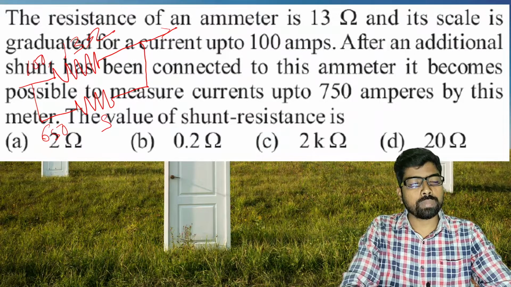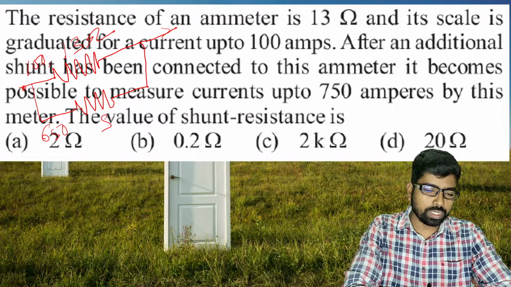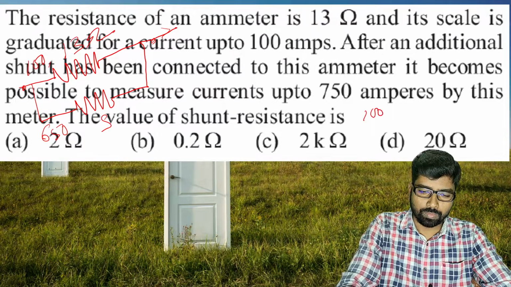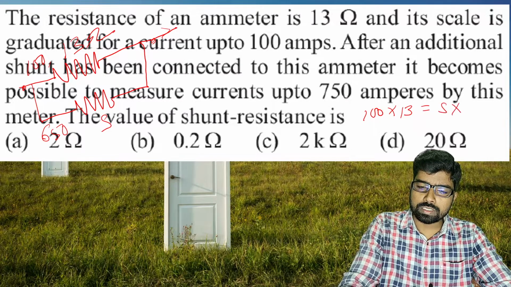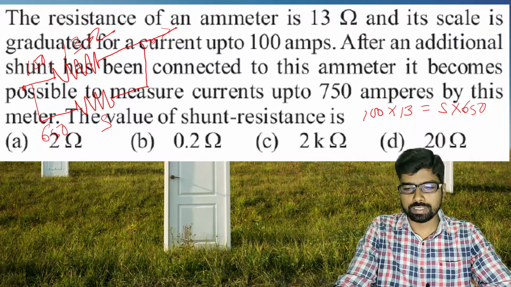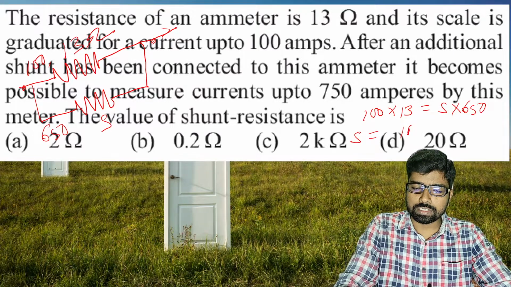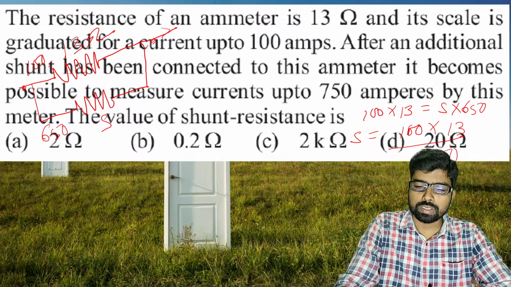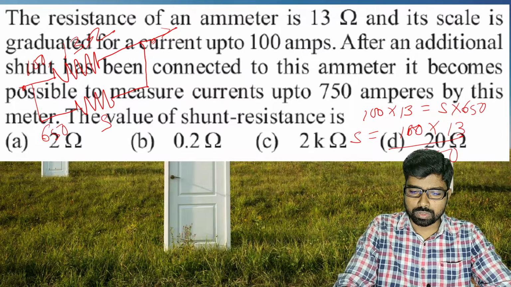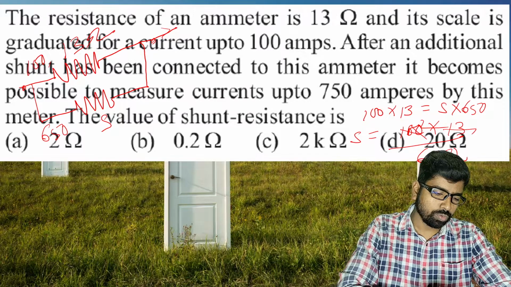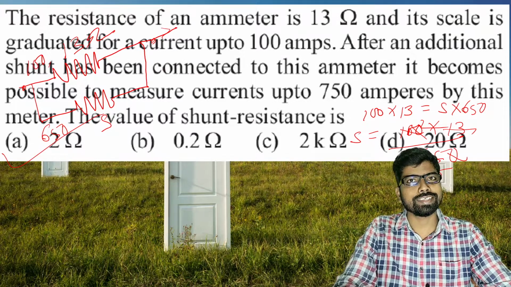So both are in parallel connection, so in both cases the potential will be the same. So can I write 100 into 13 must be equal to S into 650? Yes. Then finally if I ask you S, then what will you do? 100 into 13 by 650. So the zeros cancel, 13 by 5, 5 by 2. So 2 ohm, option A is the right answer.